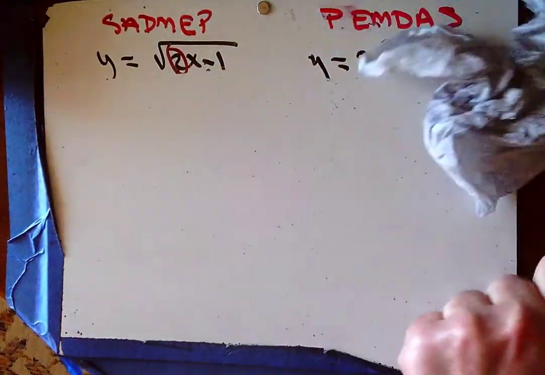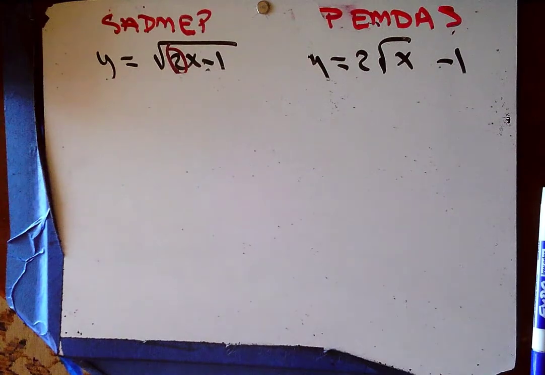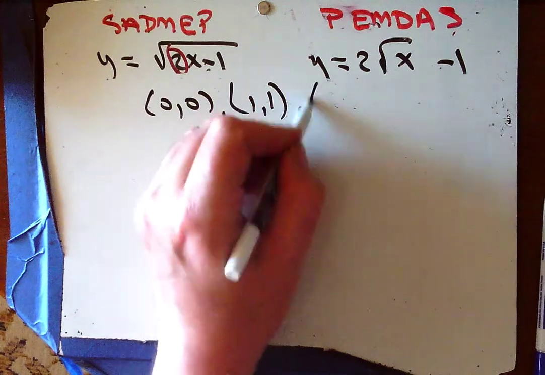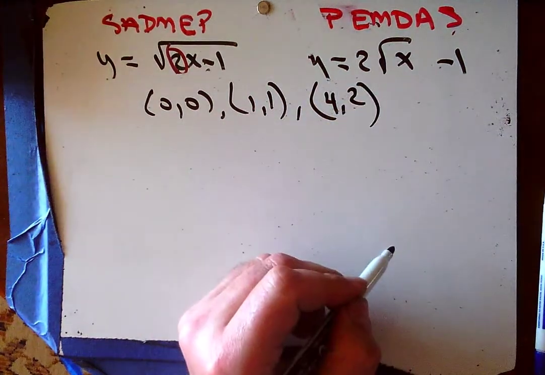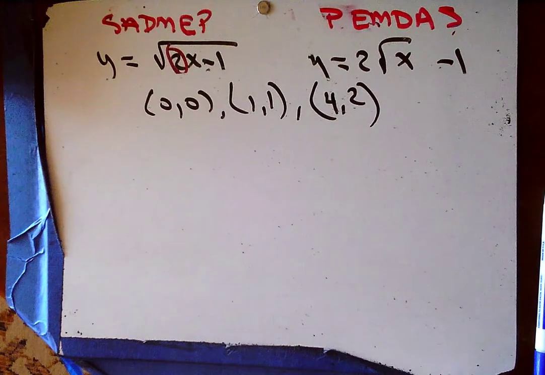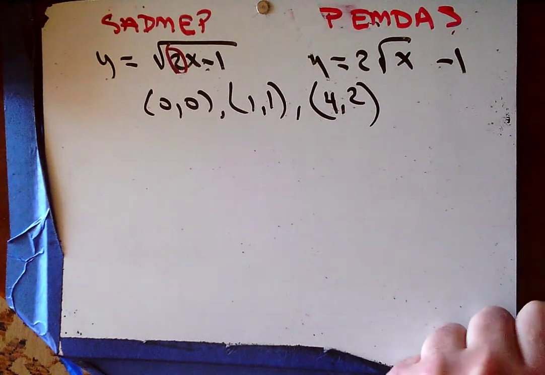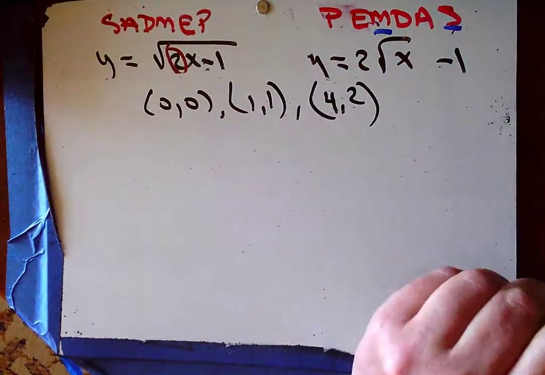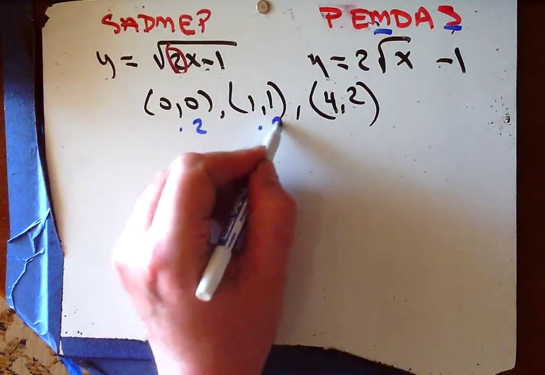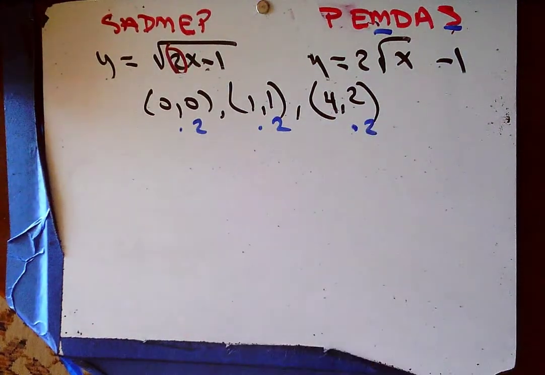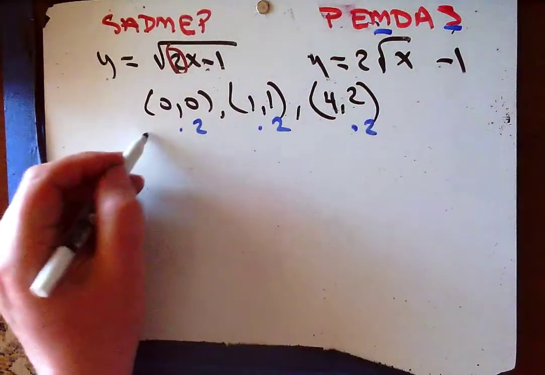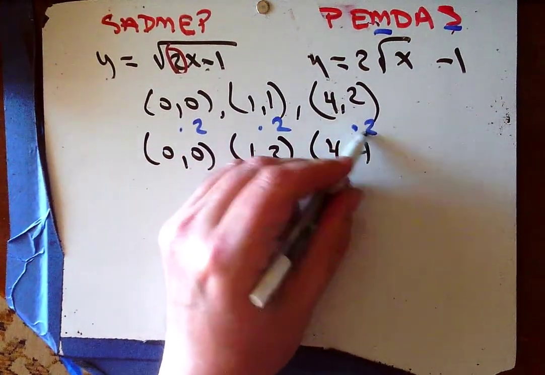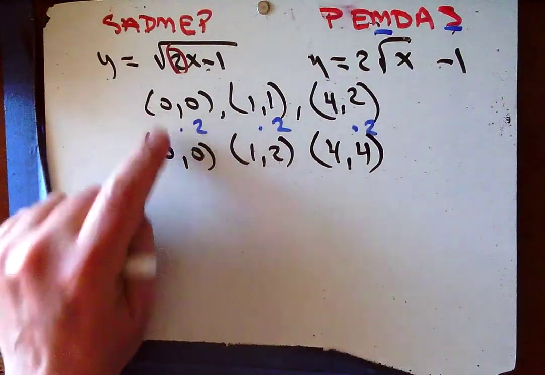So when I have two y transformations, I'm still going to start with those same reference points. Those reference points were (0, 0), (1, 1), and (4, 2) for square root of x, but I see two different y transformations. And I remember that with y transformations, I follow PEMDAS. I have to do multiplying before I do subtracting. So I'm going to multiply all the y's by 2, because outside is all about the y values. And so I get (0, 0), (1, 2), (4, 4). And I can see this point didn't change.